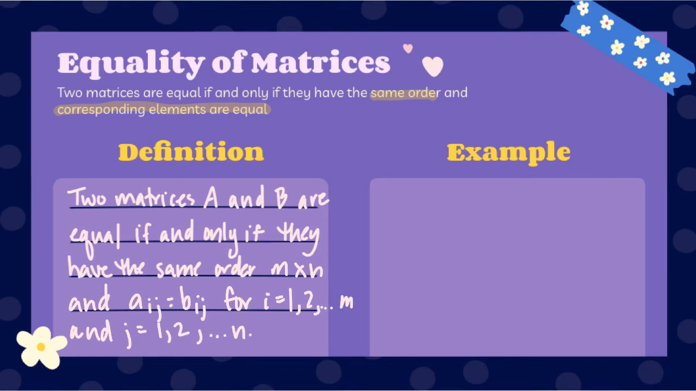And what that means is that i is the number of elements per row, so that's why we start with 1 row, 2 rows, and then finish off with M rows. And j is the number of elements per column, so that's why we start off with 1 column, 2 columns, and then finish off with N columns. So let's take a look at some equal matrices.